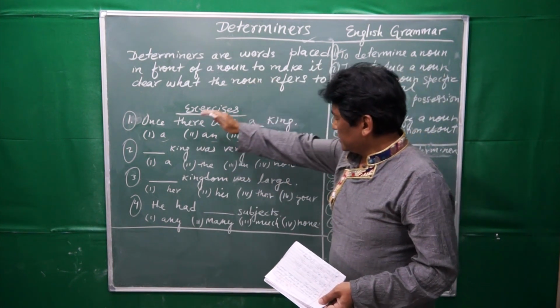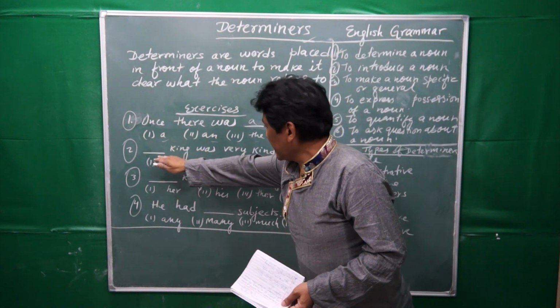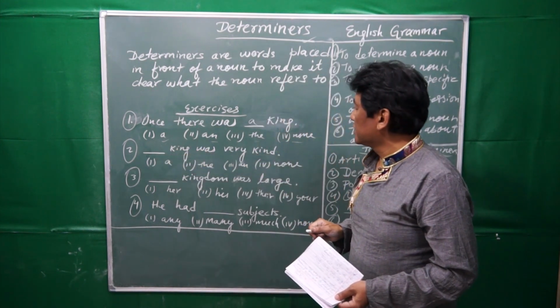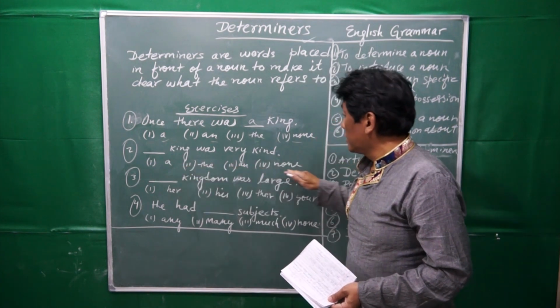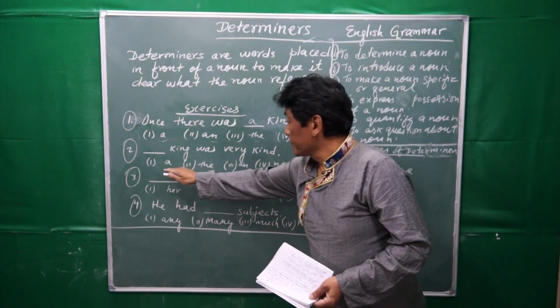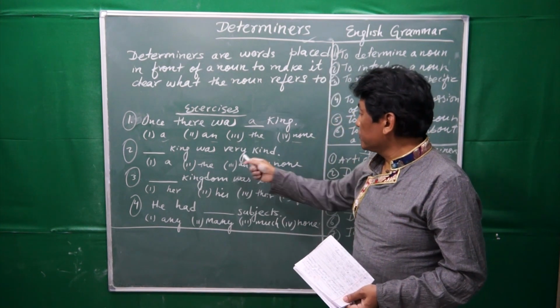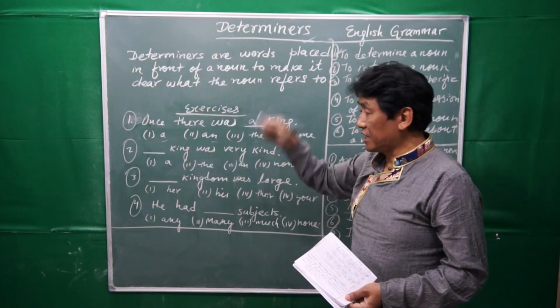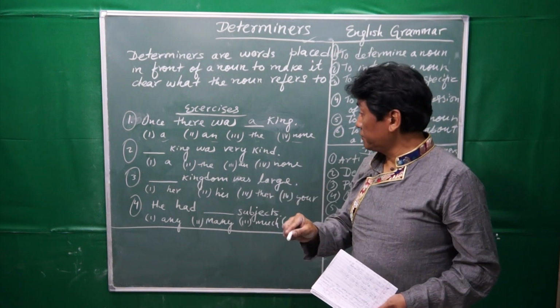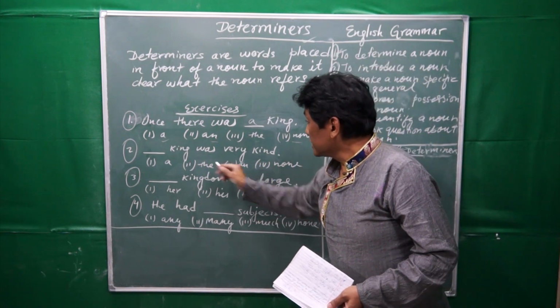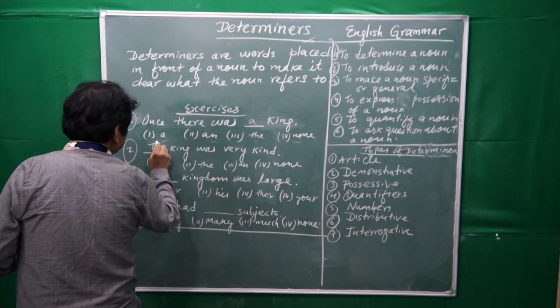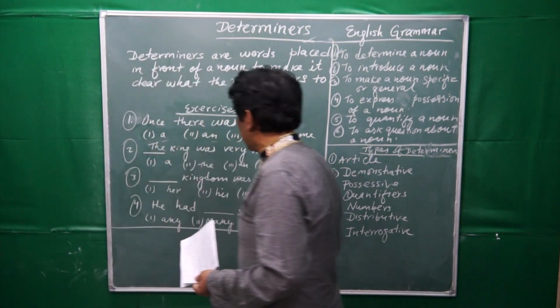And next sentence, dash king was very kind. You have options here, four of them: a, the, and none. Now see, we are talking about the same king for the second time, so we are going to make it specific. So we will write the here. The king was very kind.